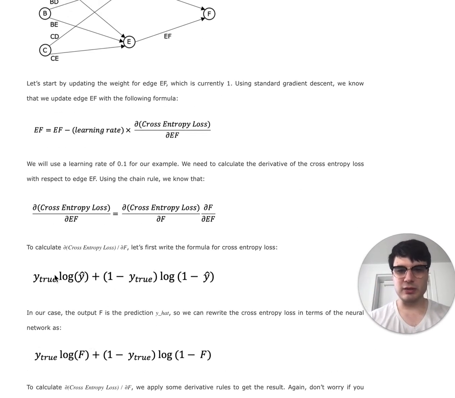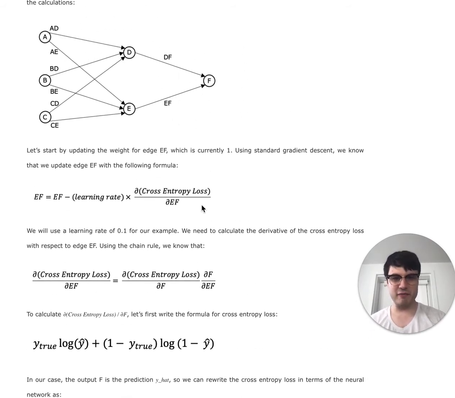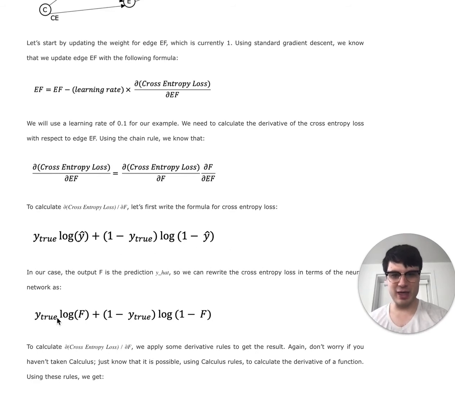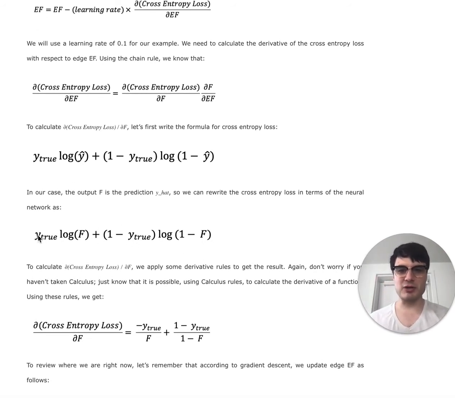Okay, to calculate this, we first remind ourselves what our cross entropy loss is. We start with the first term, the partial derivative of the cross entropy loss with respect to F. The cross entropy loss can be written as y true times log of y hat plus 1 minus y true times log of 1 minus y hat. Because y hat in this neural network is F, we can replace all instances of y hat with F, which gives us log of F and log of 1 minus F. We're taking the partial derivative of this whole function with respect to F. Now we can apply some calculus derivative rules, which ends up working out to this. We won't go into the details, but it's just basic derivative rules from calculus.